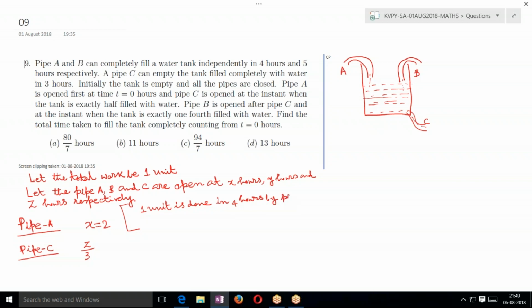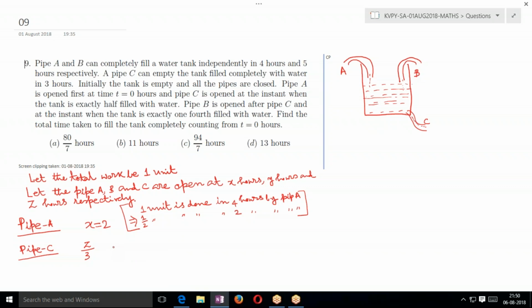By pipe A. This implies what? Half unit means half of the work. So half unit is done in 2 hours by pipe A. So that is why C is not the correct answer. So X is equal to 2.